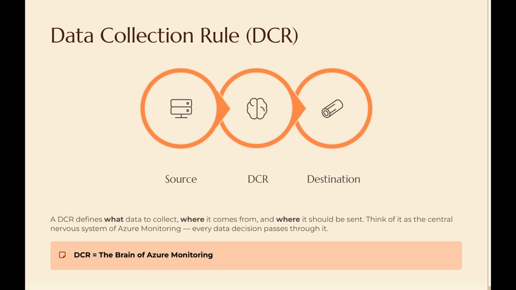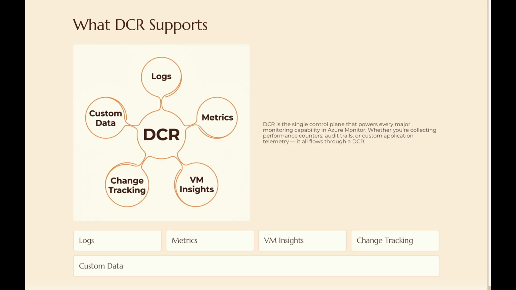And if you understand this, Azure Monitor becomes easy. Because in a nutshell, DCR works on these three principles: a source, a data collection rule, and then a destination. Now, DCR supports five main things, and each solves a different problem. So we have logs, metrics, insights, change tracking, and inventory. Then we have custom data. So let's go one by one with real world scenarios to understand it better.